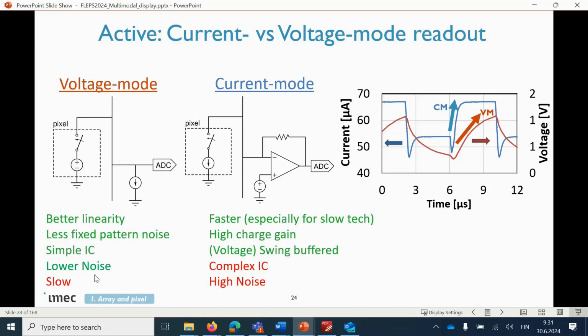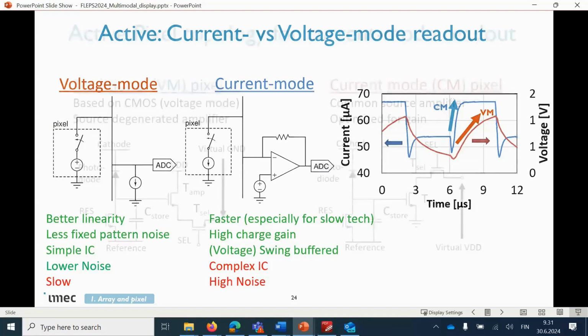Besides the speed, the other difference between the two is that in current mode you can have higher charge gain than in the voltage mode. And in some cases you can have lower noise, for example, for the voltage mode.